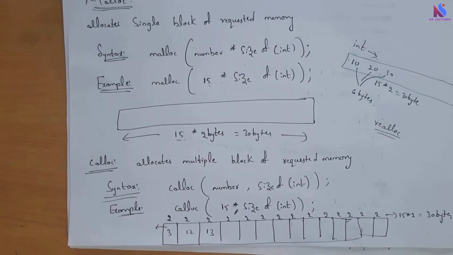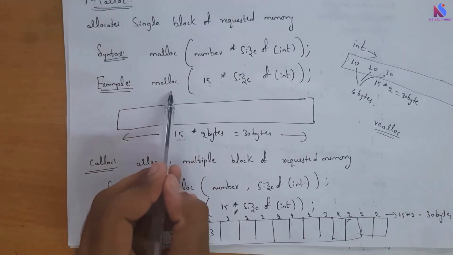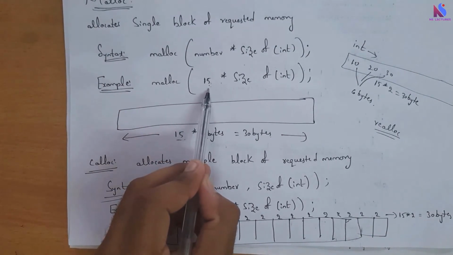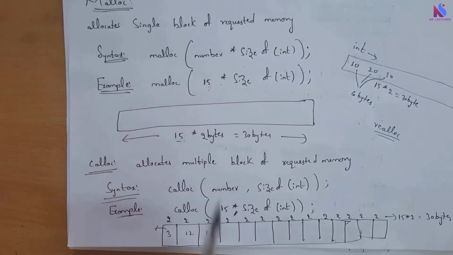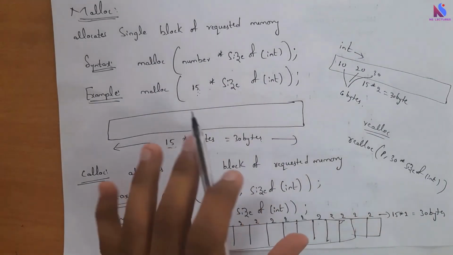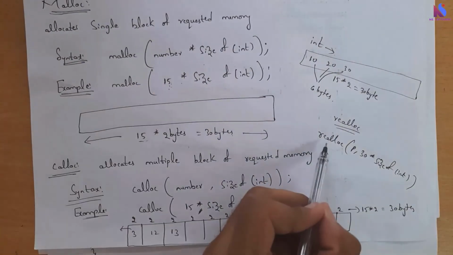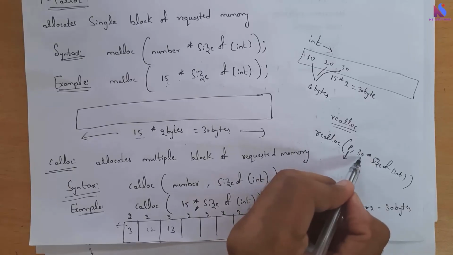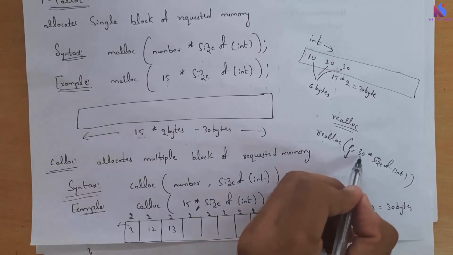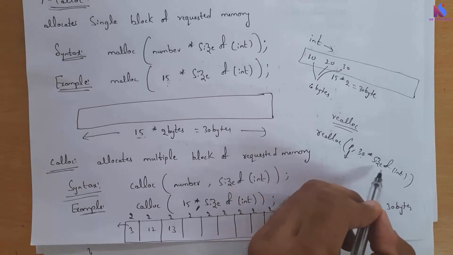For example, in the malloc function we gave size as 15. But if you want to increase this size to 30, then you need to use the realloc function. If you want to change the given size, you need to use realloc. This is the syntax to change size. Here I wrote realloc, this is the variable name, and I am changing size 15 to 30. So you need to write 30 into size of integer.